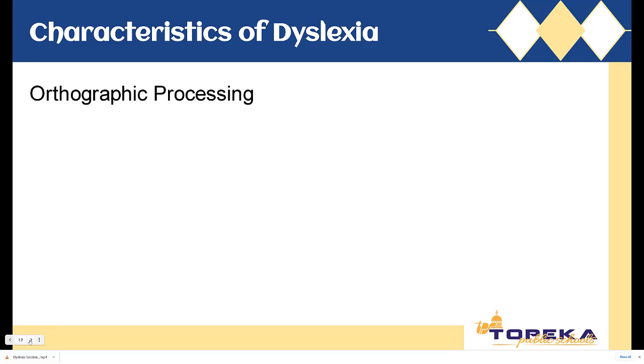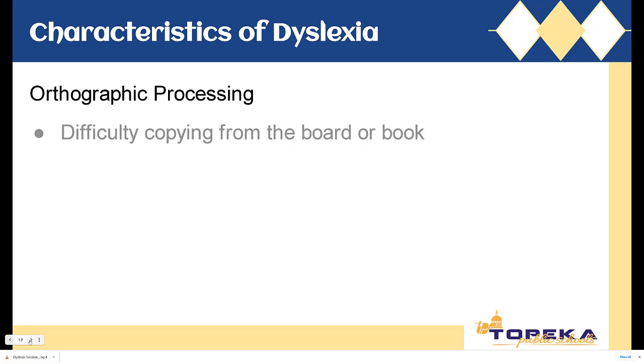Here are some characteristics of dyslexia within the orthographic processing part of our brain. In this case, you'll see a difficulty in copying from the board or from a book. This means that if you're taking notes from the board, this student may have great difficulty seeing the information on the board, looking down at his or her paper, and copying that information, or having a book right next to a sheet of paper and being able to copy ideas down. Orthographic, that's our writing piece.